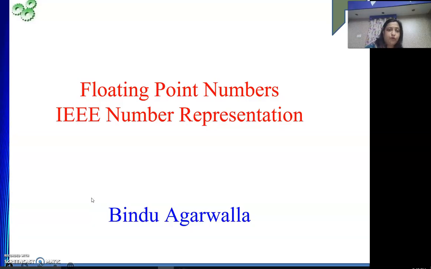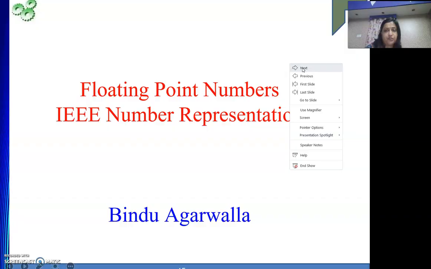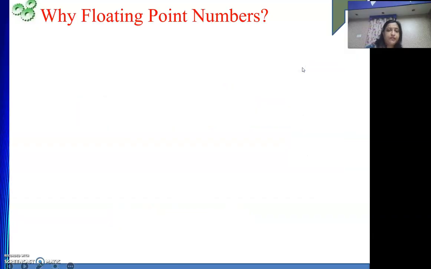The floating point numbers are basically represented in your memory using IEEE notation. IEEE number representation is there for storing the floating point numbers. How to do it, I'll be discussing in this video. But before going to that, why do we require floating point numbers?